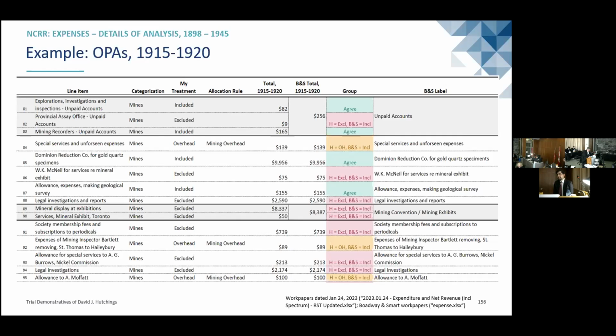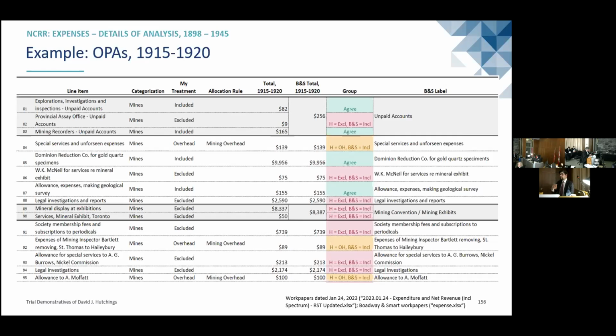Maybe I'll focus on the disagreements. Line 86, for services for a mineral exhibit. Again, I think kind of treating it similar to the fees for professional associations or exhibits at the universities. They're not connected to direct Crown resource revenues, so I exclude those.